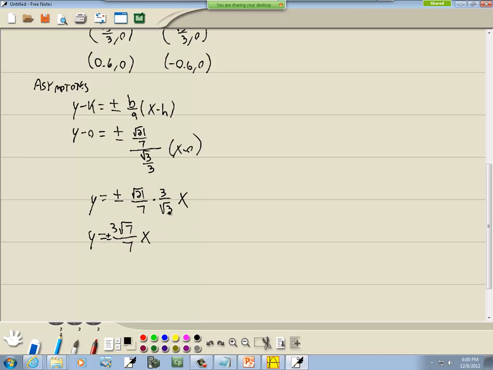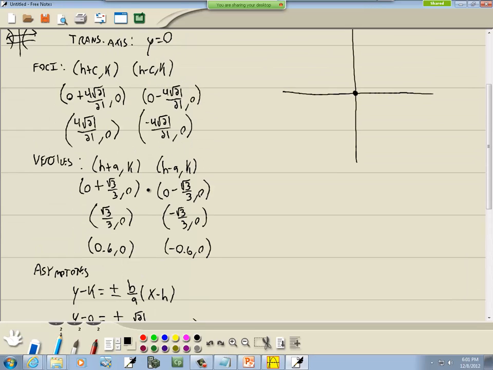Since these are both in square roots, 21 divided by 3 gives you 7. Simplified a little bit there. Well, that doesn't help us a whole lot. Let's put that into decimal form. 3 square root of 7. Let's see what in the world that is. 3 square root of 7. 7.9? 7.9. Boy, that's so close. I'm just going to say 8. So 8 over 7, x. That's an approximate, of course.